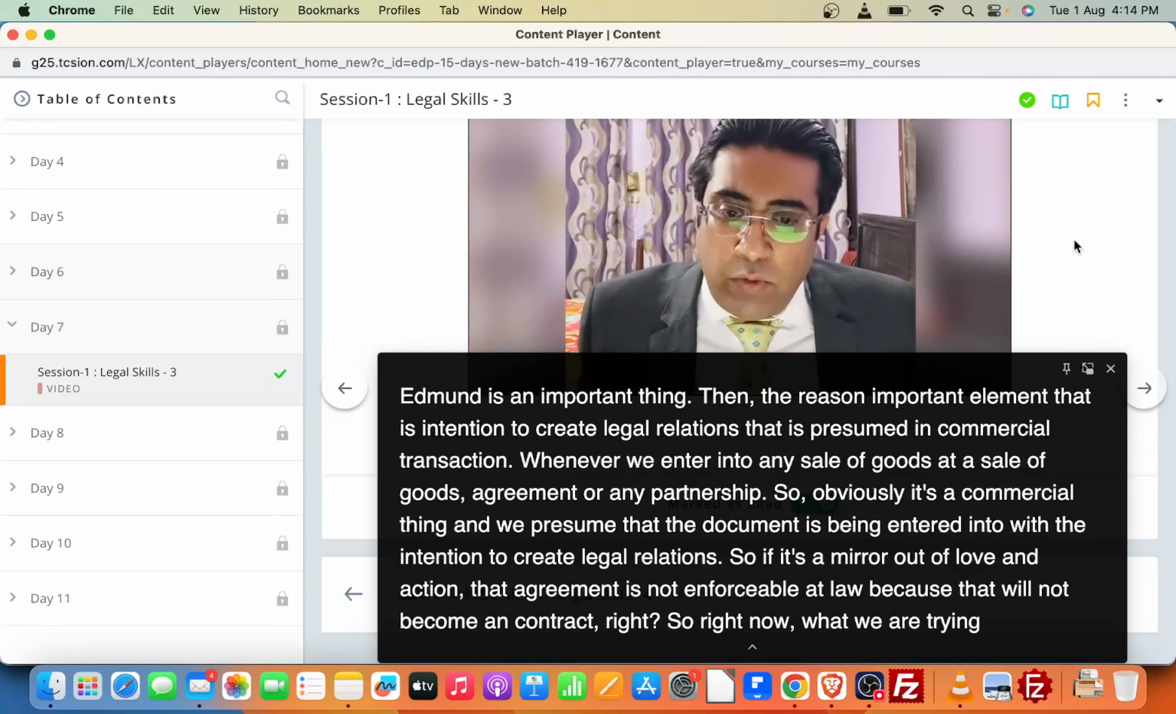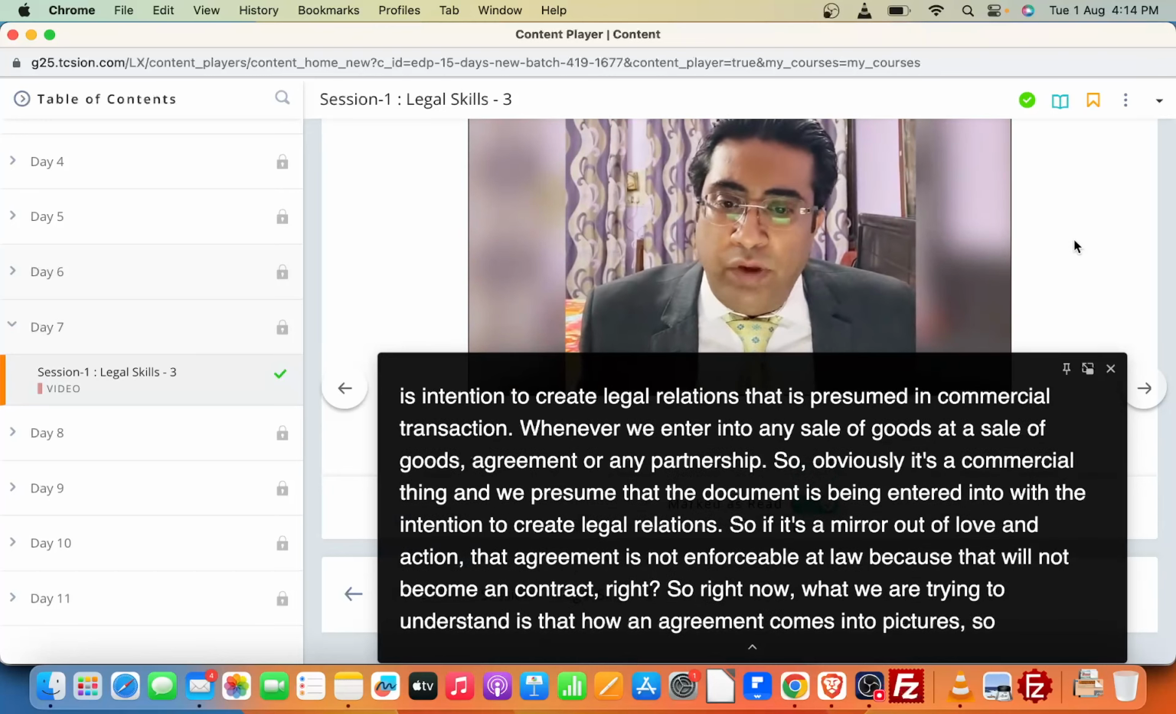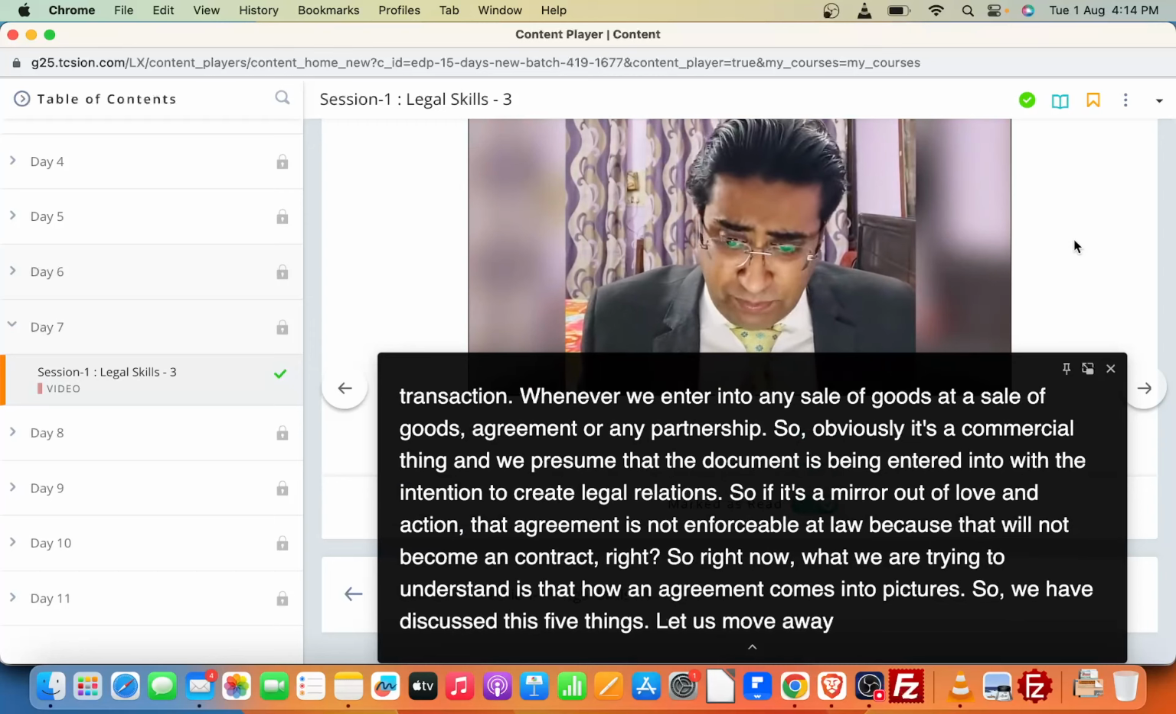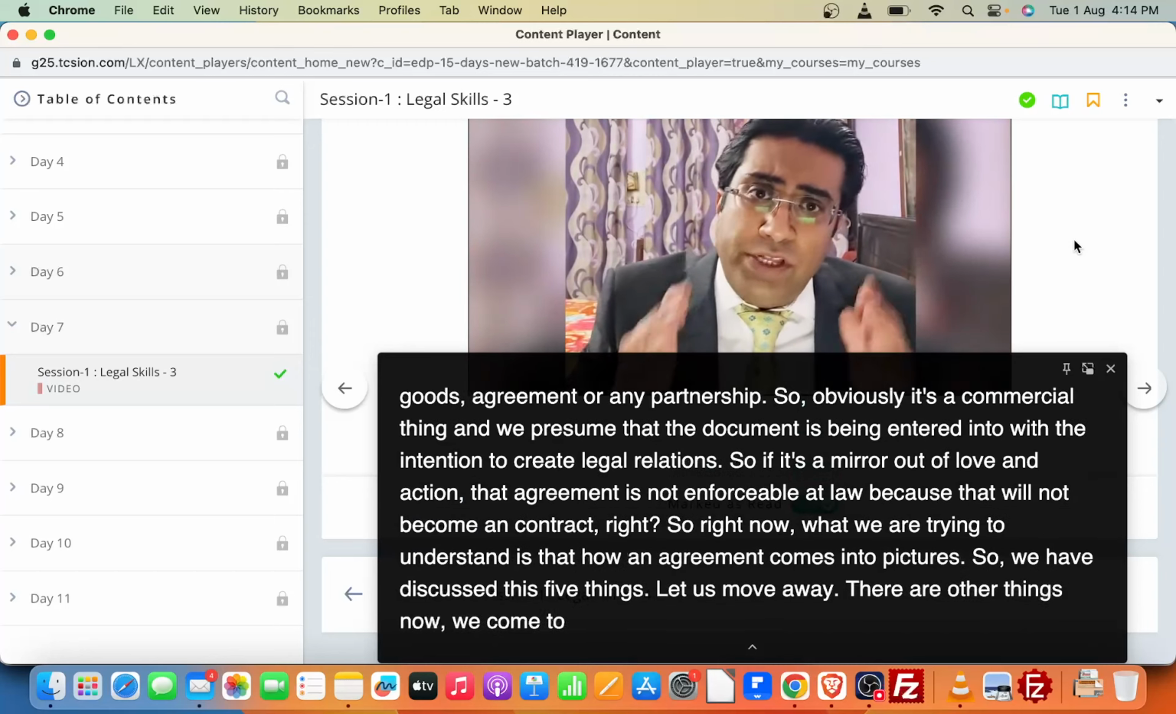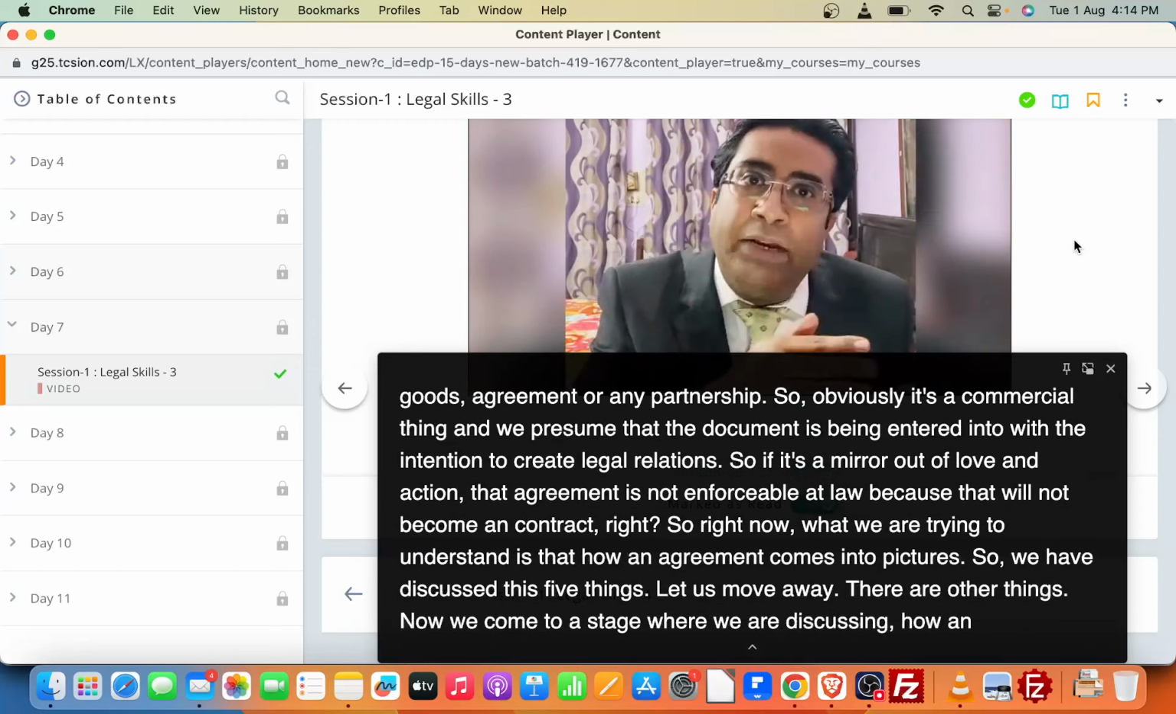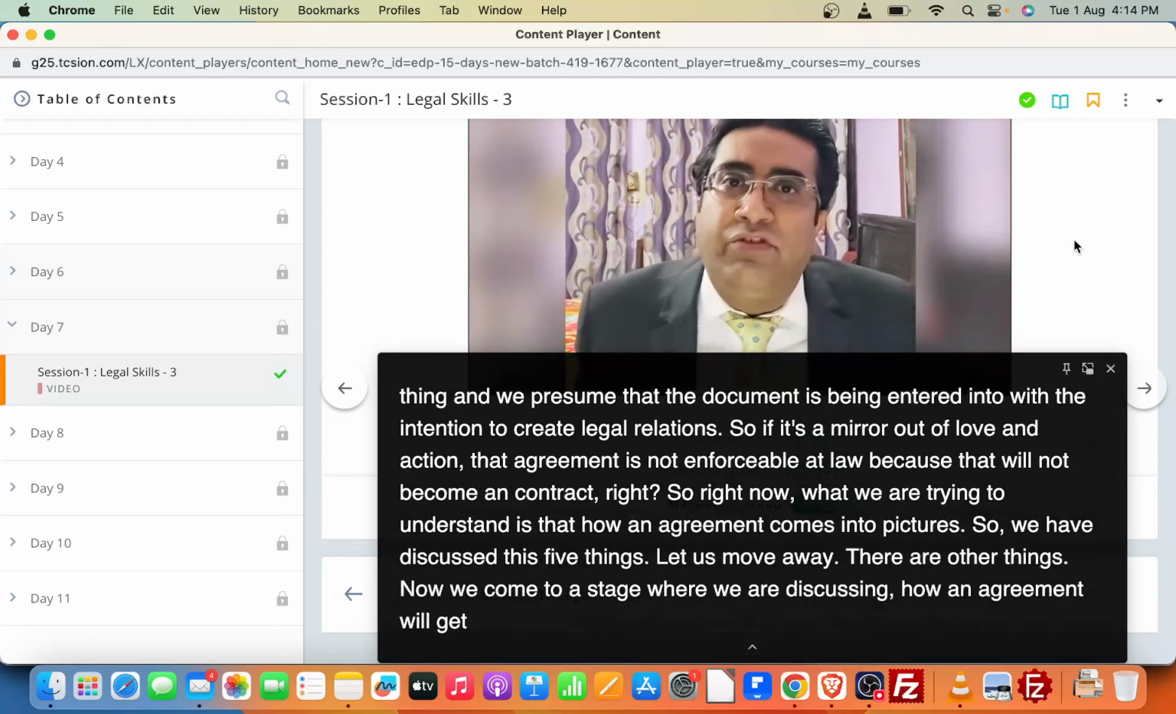So right now what we are trying to understand is how an agreement comes into the picture. So we have discussed these 5 things. Let us move ahead. There are other things. Now we come to a stage where we are discussing how an agreement will get transformed into a contract, which is a legally recognized document before the courts of law, and the parties are bound by the contract. So section 2(h) of the Contract Act may be looked into, which says that an agreement enforceable by law becomes a contract. In other words, a contract is an enforceable agreement.